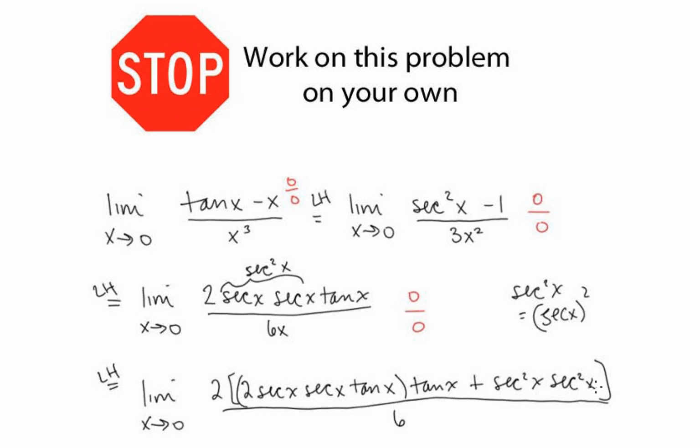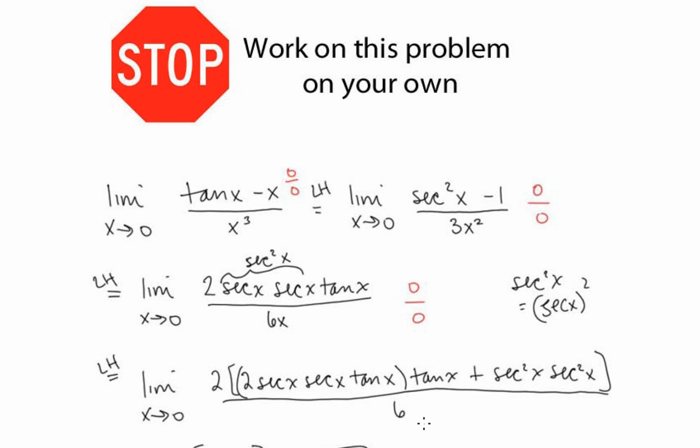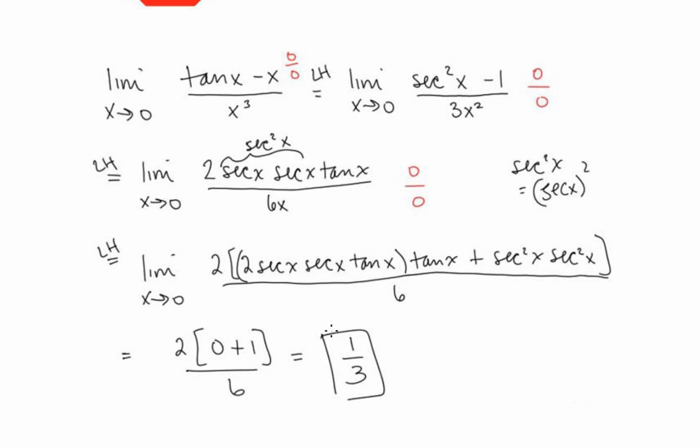And now as we plug x equals 0, we know we're going to get somewhere because our denominator now is just 6. So we just have to compute the numerator, and we find that it is 2 times, here we have 0 plus 1, so this becomes 2/6 or 1/3. Just remember as you're going through these kinds of problems that you can only use L'Hopital's rule when you have 0 over 0 or infinity over infinity.